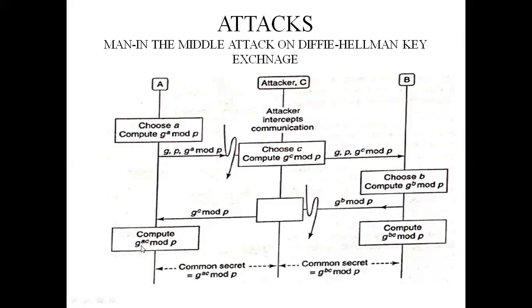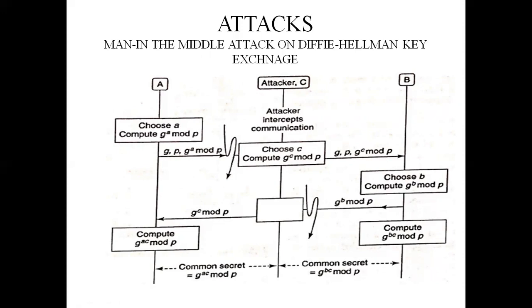and it will compute and get G^AC mod P and send it back. And B will compute G^BC mod P, which will be shared in common with C. So C will have both the secret key G^AC mod P and the common secret key G^BC mod P. So here A and B might think that they have a secure channel for communication by encrypting all the messages.